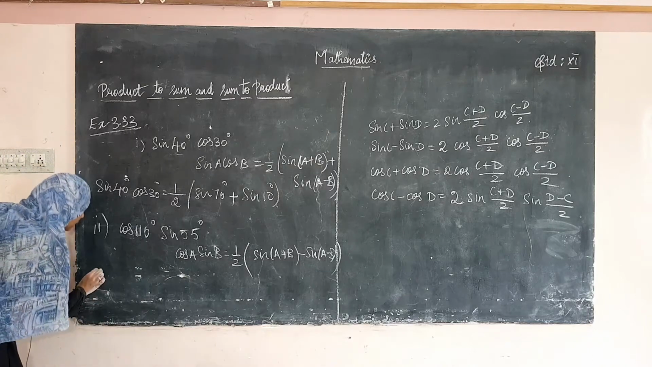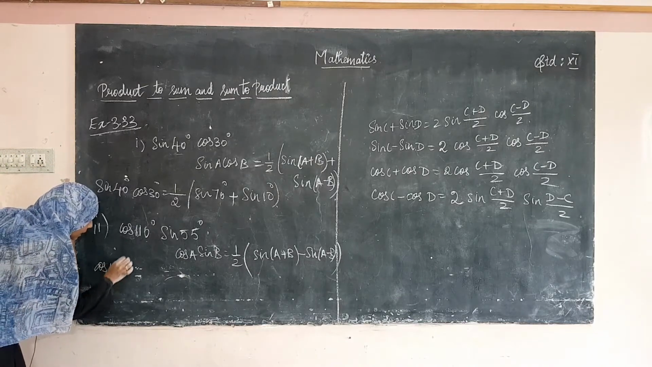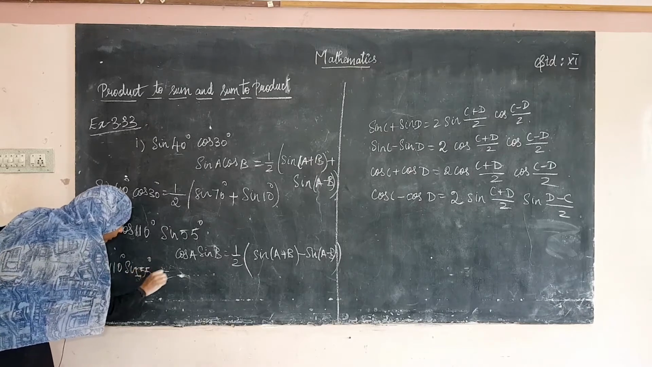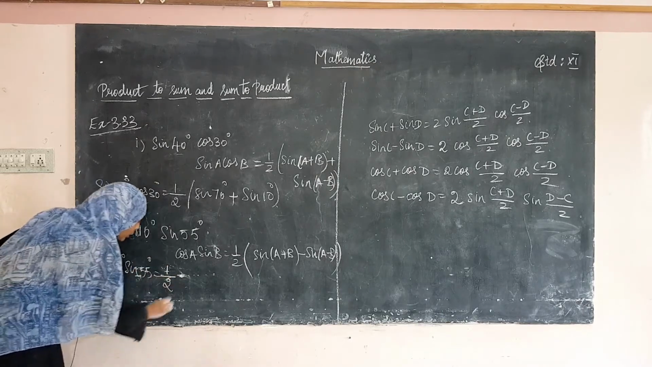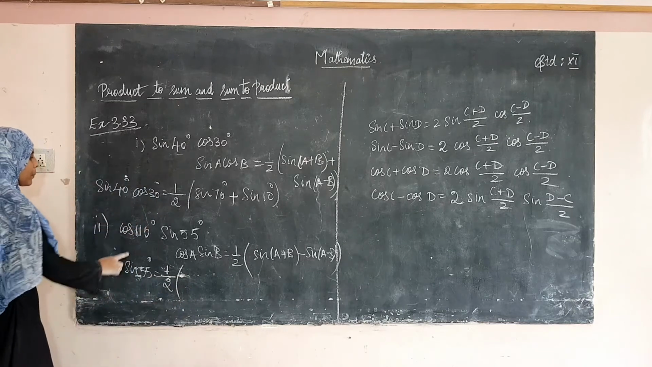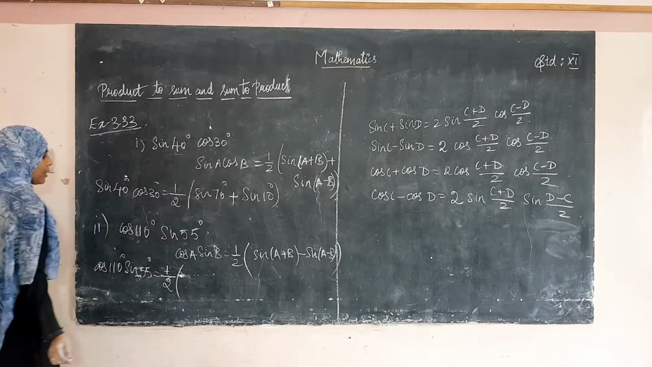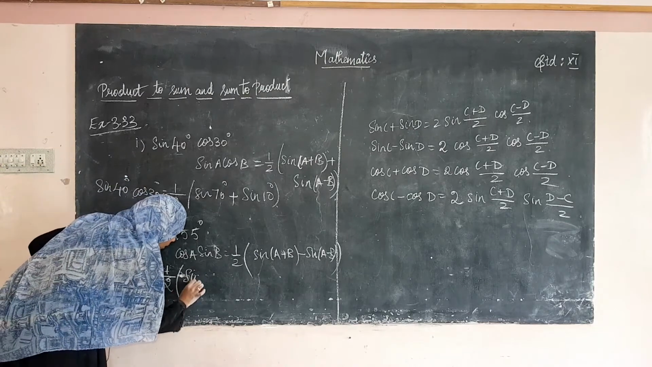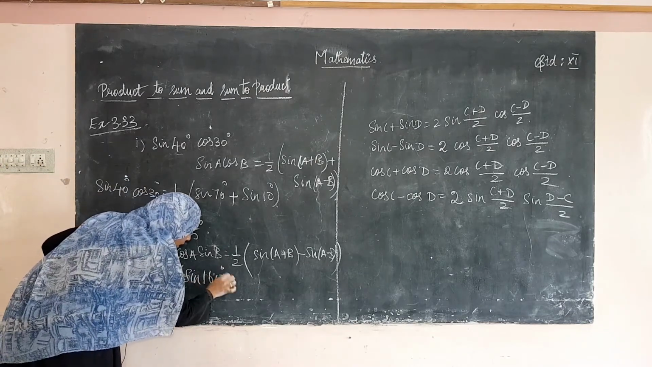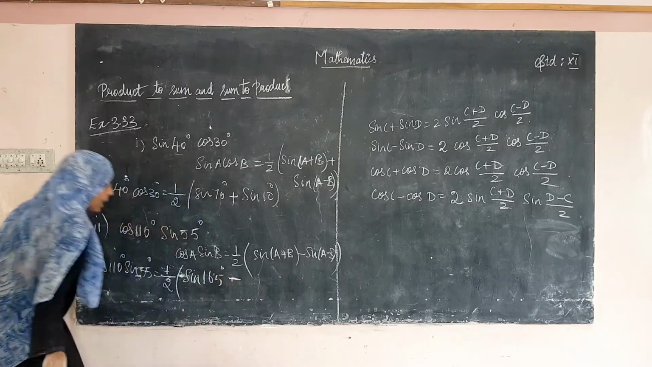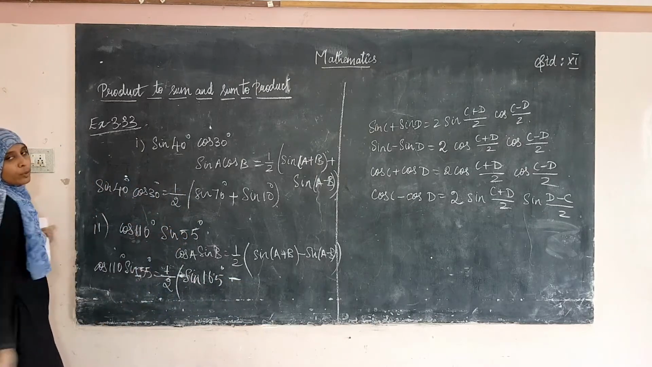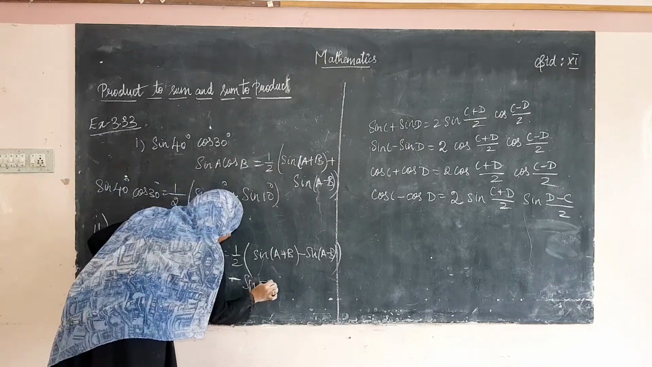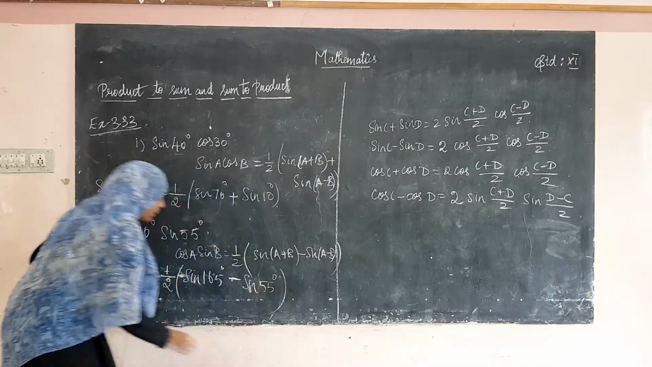So cos 110 degree sin 55 degree is equal to 1 by 2 into, what is sin A plus B? 110 plus 55 is 165 degree, sin 165 degree minus sin A minus B. 110 minus 55 is 55 degree, sin 55 degree. Okay, this is the answer.